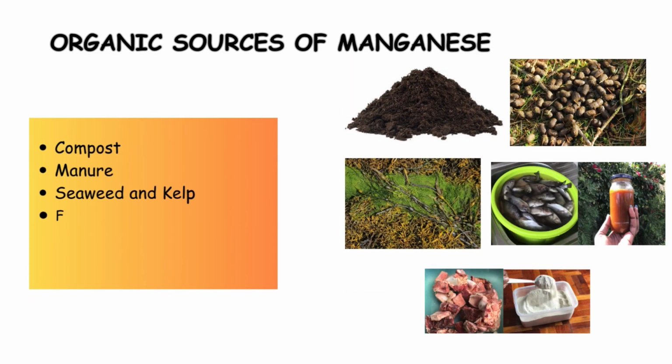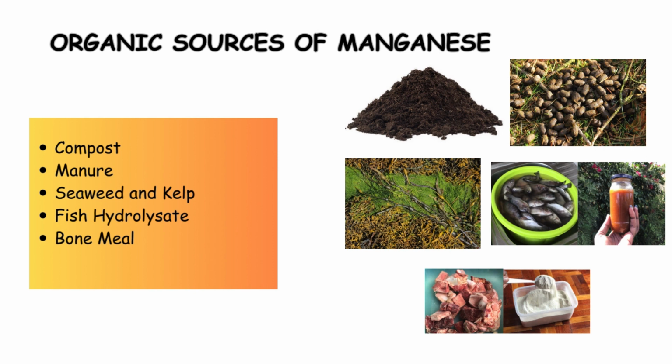So some of the organic sources of manganese are obviously compost and well-decomposed animal manure. You can use seaweed and kelp. Fish hydrolysate fertilizer and bone meal also provide very small amounts of manganese.